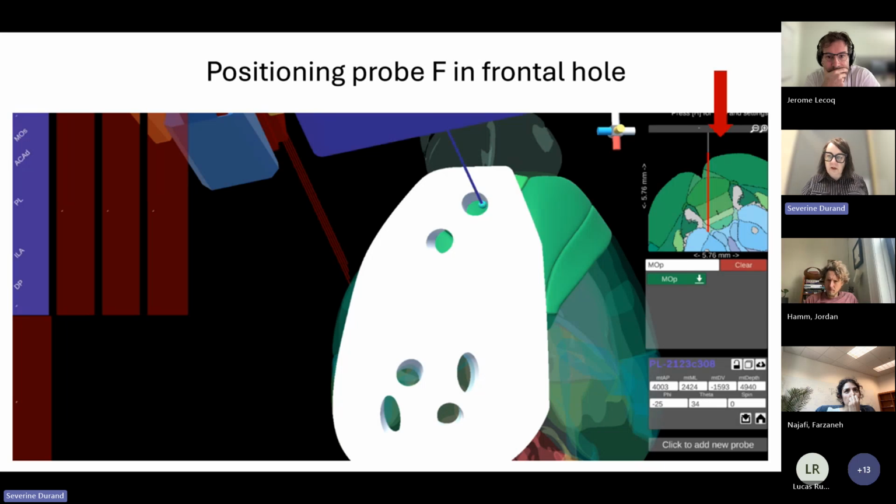And so it crosses MOS, ACA, PL, and ILA better here. So I was thinking maybe to use F for this frontal hole. We used this hole before, which is why I'm using it, because I know that we can cross all these areas together with one probe.